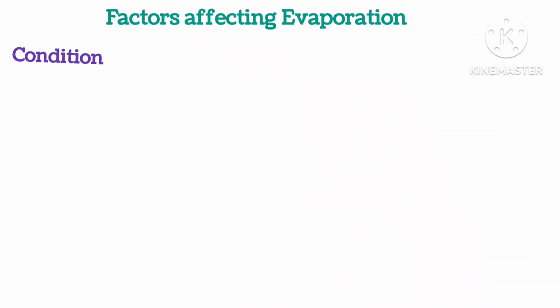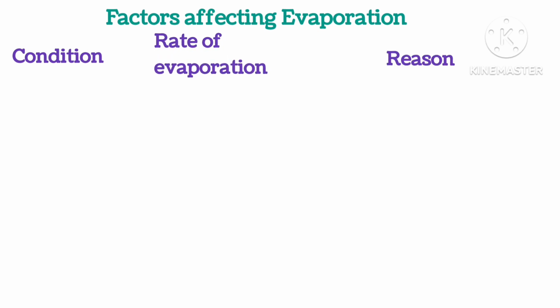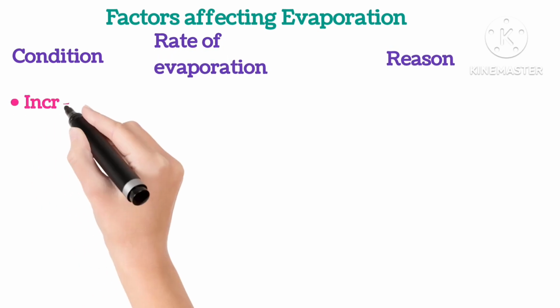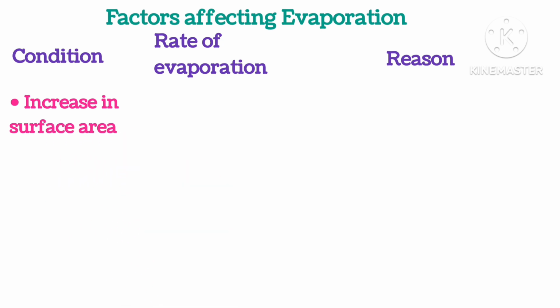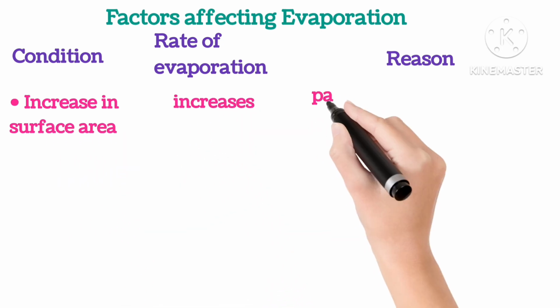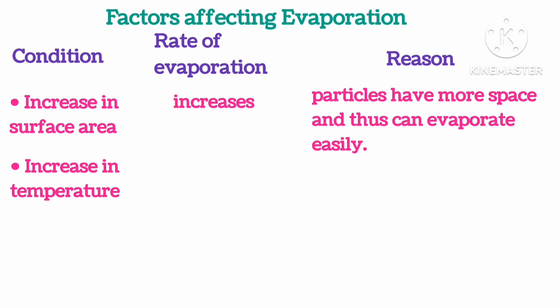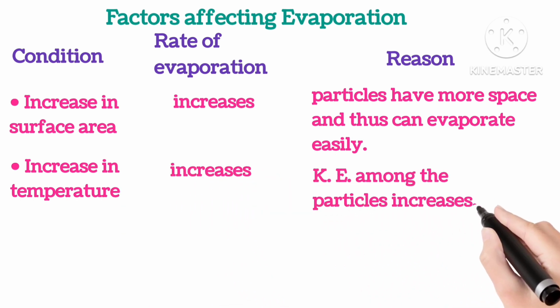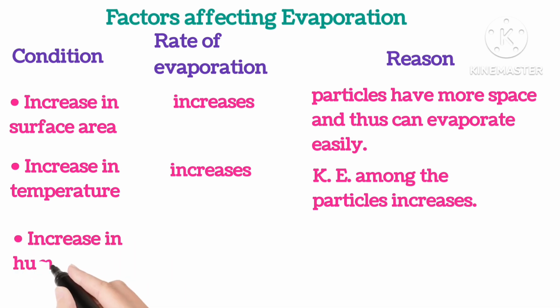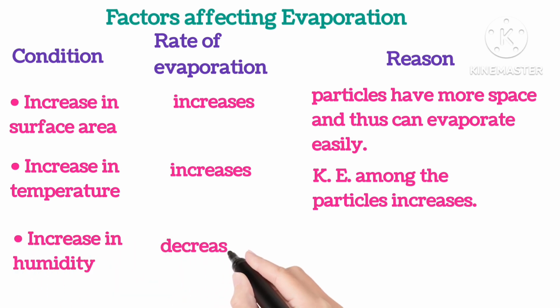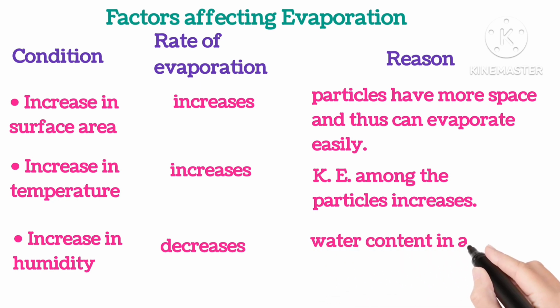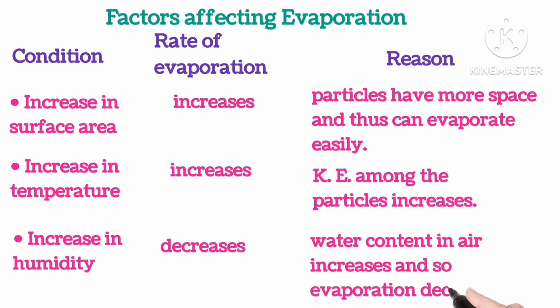Factors affecting evaporation. If there is an increase in the surface area, the rate of evaporation increases because the particles have more space and thus can evaporate easily. If there is an increase in temperature, then the rate of evaporation also increases because kinetic energy among the particles increases. If there is an increase in the humidity, then the rate of evaporation decreases because water content in air increases and so evaporation decreases.